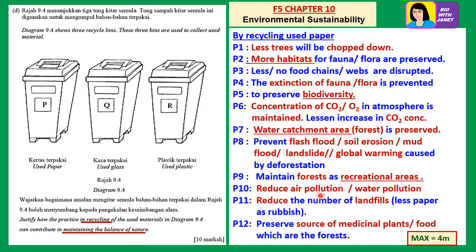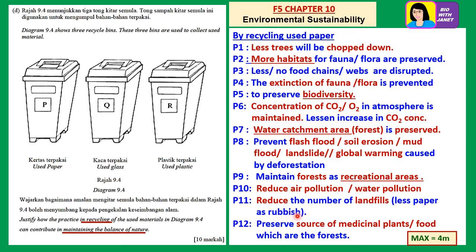So reduce air pollution and water pollution, right? If we recycle the paper, the rubbish will not be thrown into the water, for example. And you can reduce air pollution because we will not burn the rubbish that contains the papers, right? Now, reduce the number of landfills because there's less paper as the rubbish.